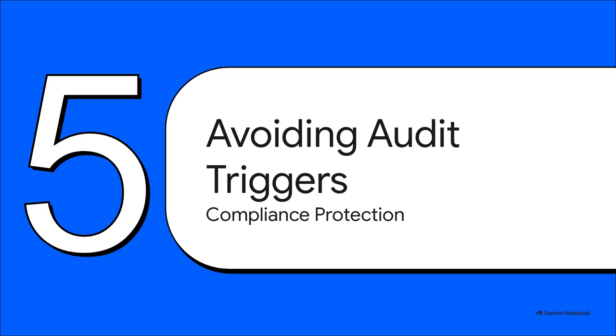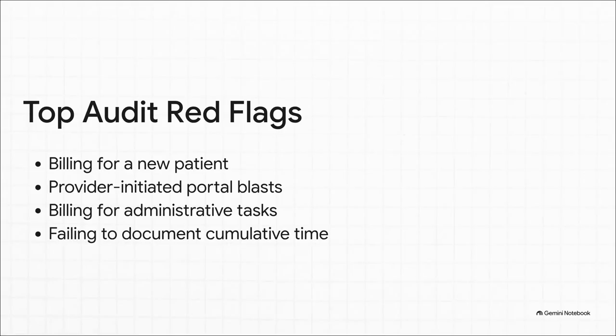Finally, Section 5, avoiding top audit triggers. You know, understanding all these rules is one thing, but actually proving you followed them to an auditor, that's a whole different ballgame. Auditors are looking for major red flags right out of the gate. First up, billing for new patients. Like we established earlier, these codes are for established patients only, period. Second, provider-initiated portal blasts. Let's say your clinic sends out an automated message to 100 patients reminding them to get their flu shot, and a patient replies. You cannot turn that reply into an e-visit. The patient has to be the one initiating the clinical inquiry.